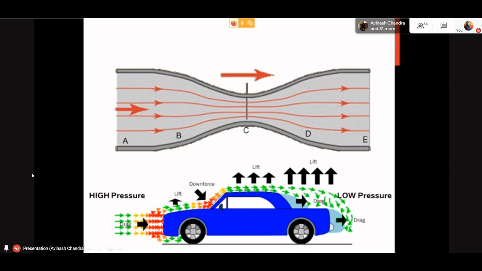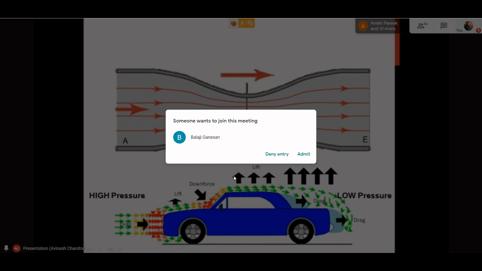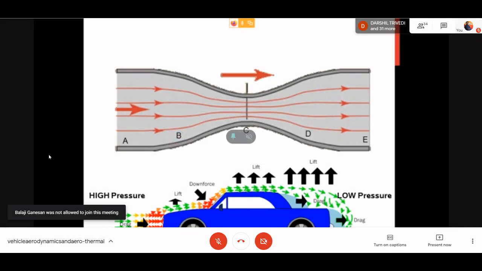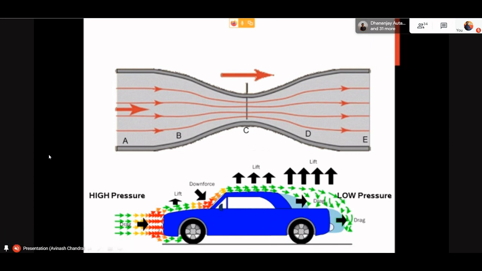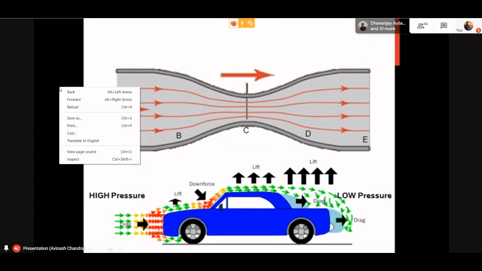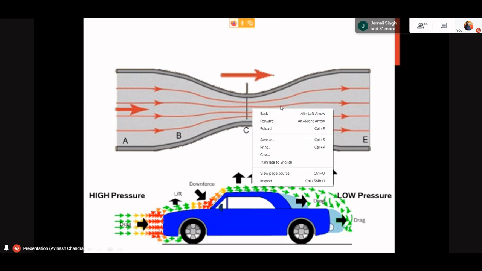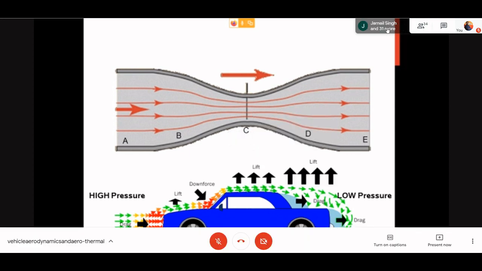Here, because the air is hitting the front part, there is stagnation pressure. It's trying to stop the vehicle, so the pressure is very high. Because of the curvature change, the pressure and velocity will change. Again, because of the curvature change, the pressure and velocity will change. So here, what you see, the light blue area is due to flow separation.